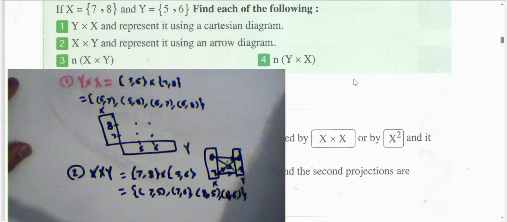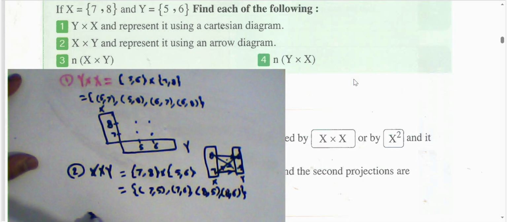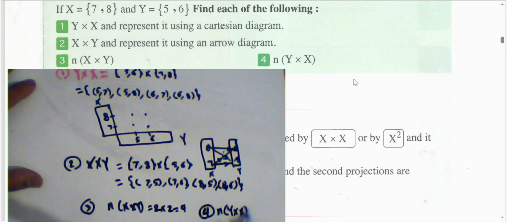Next question. Find the number of ordered pairs in the Cartesian product x and y. We can write the elements of x. x has 2 elements and y also. Then 2 times 2 equals 4. And then the number for the Cartesian product y by x is 2 to the power 2 equal 4. Then the result here will be 4.